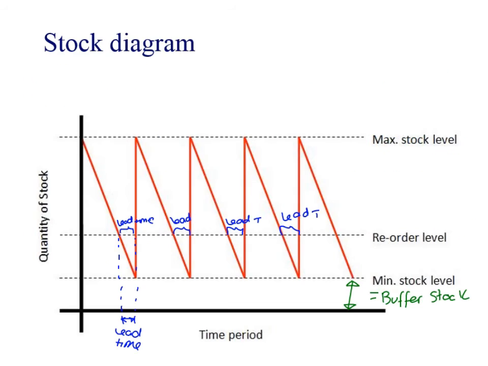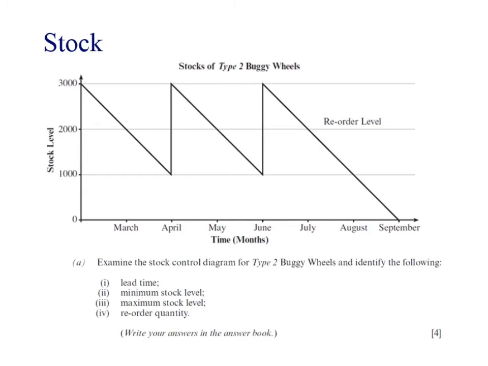So this is what the diagram looks like. Here's the maximum stock level, here's the minimum stock level, so there's buffer stock there. And we can see over time you're using this stock, so we're seeing the stock level go down. Here's the reorder level, and then we see that the stock is being delivered at this point. So then it goes down, reorder it, and then it gets delivered. So the difference between there and there is the lead time. Okay, so if we look at it, this is the type 2 buggies wheels. So it says, look at the stock control diagram and identify the following.